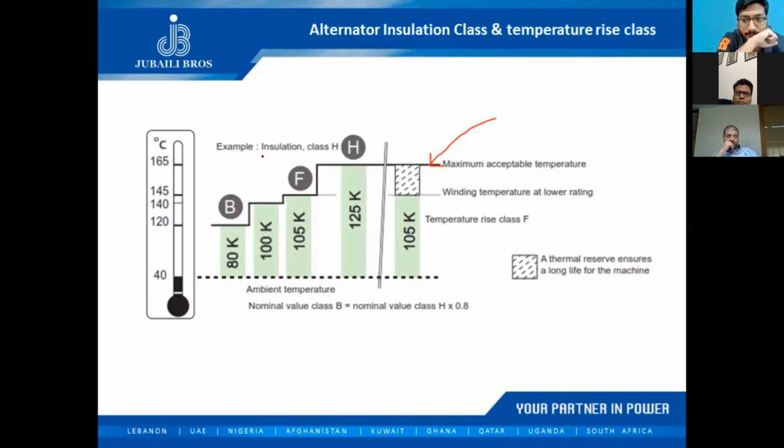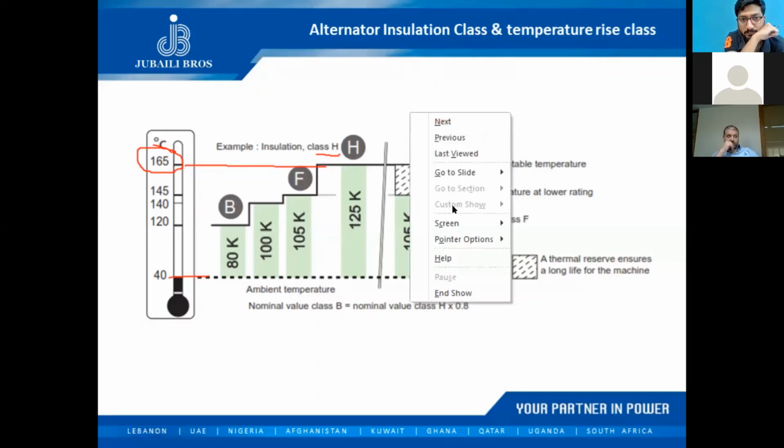So class H tells me that my winding insulation can take up to 165 degrees Celsius if the ambient temperature is 40. Let's not think about ambient temperature right now. I don't want to confuse you guys. Simply, class H means that the alternator insulation can take up to 165 degrees Celsius. Class F tells me that my insulation can take up to 145 degrees Celsius. So which is better? Definitely class H.